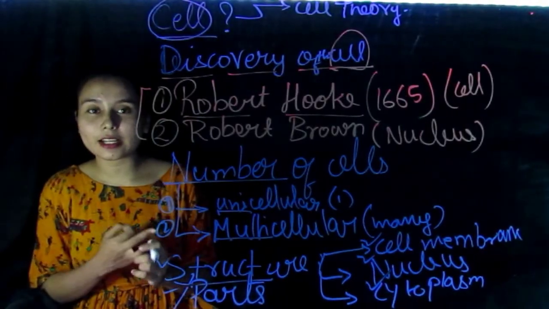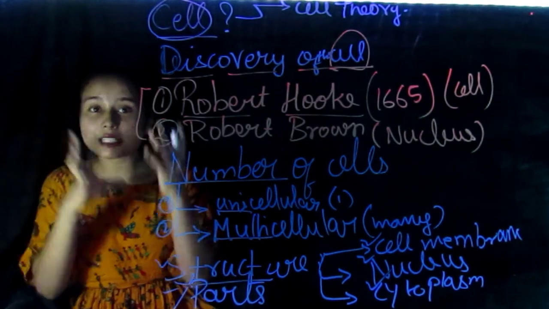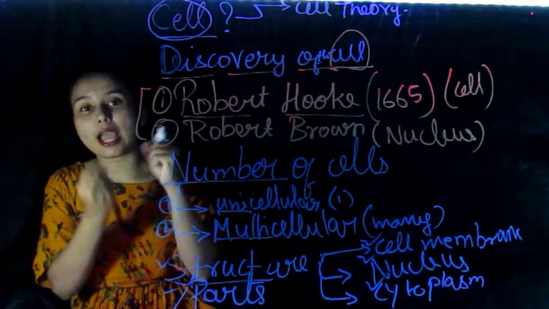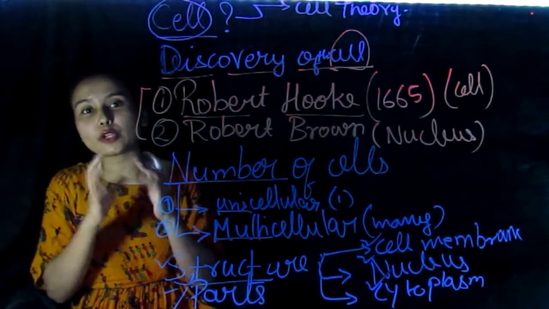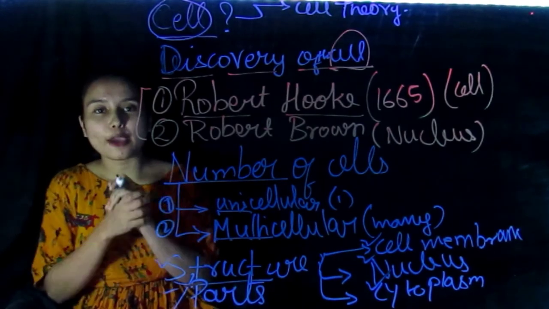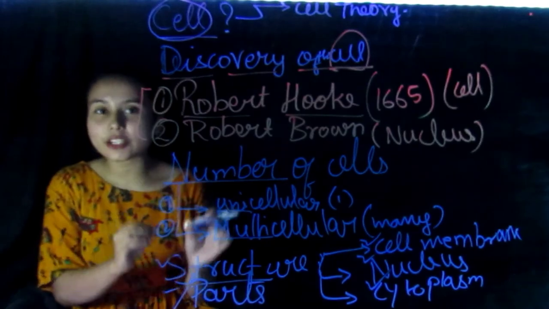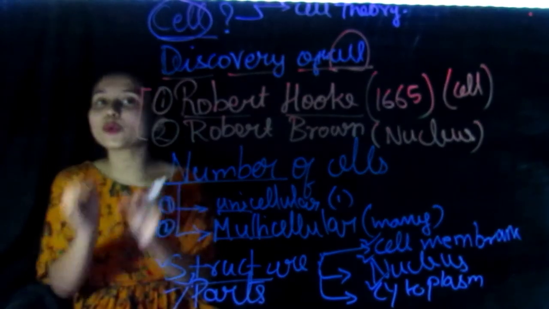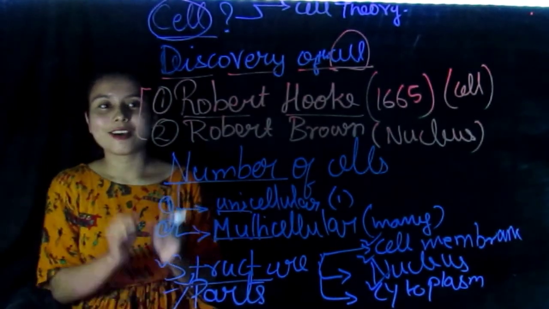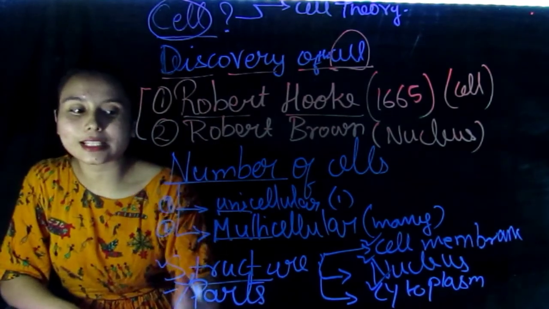And the third is that all cells are the structural and functional unit of life. Every cell has its own structure, and in that structure, they do some particular function. Okay, I hope this is clear, if you understood.